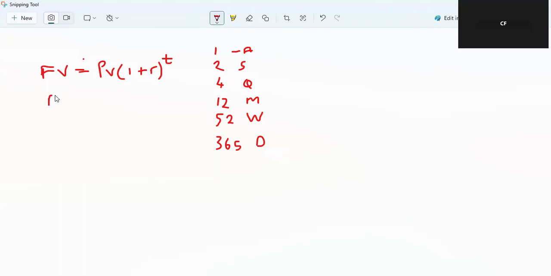So if it's compounded more than once, the formula that we use is future value is equal to present value times 1 plus R over the number of compoundings, M, to the power M times T.